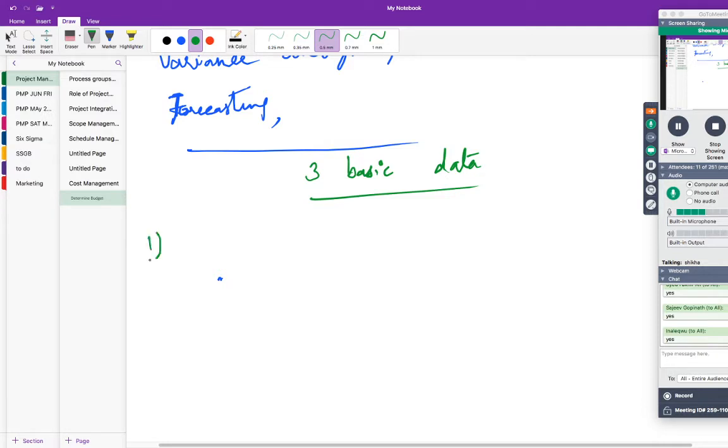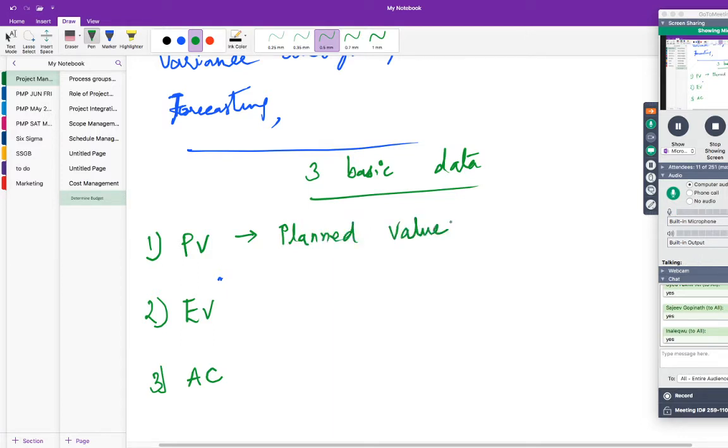Number one, PV. Number two, EV. Number three, AC. Planned value, earned value, and actual cost. PV, EV, and AC.